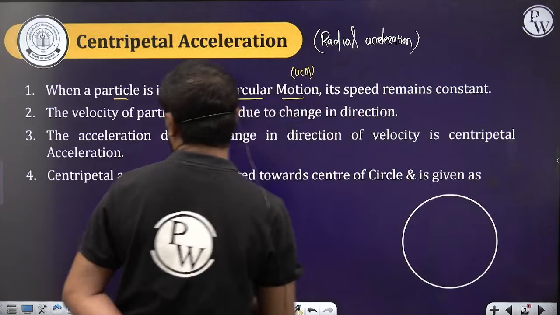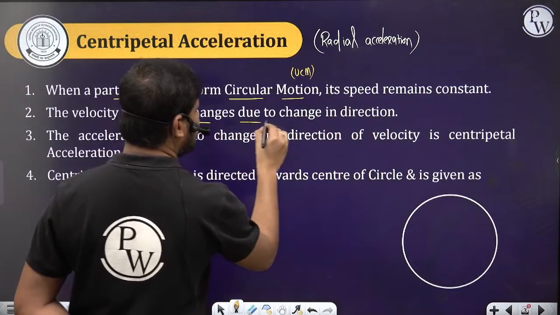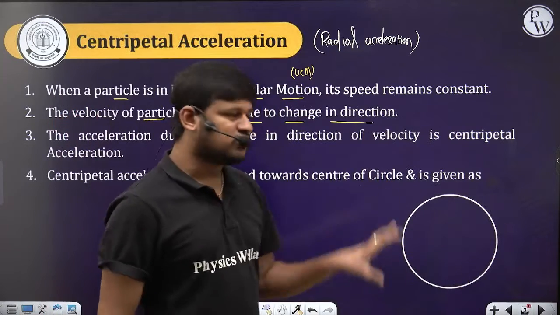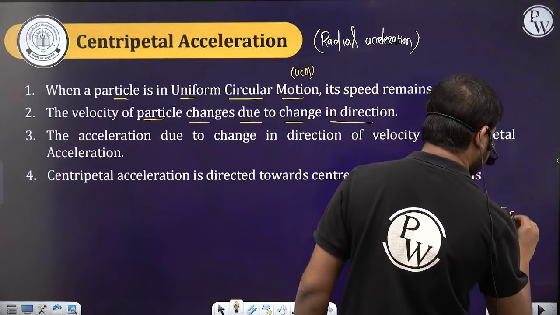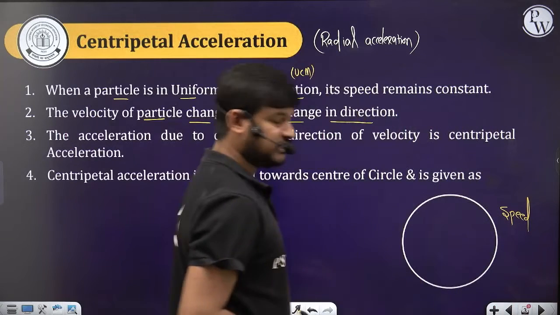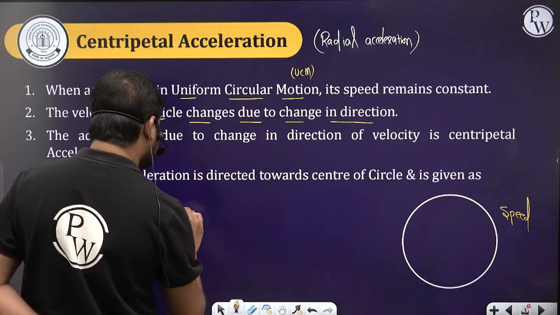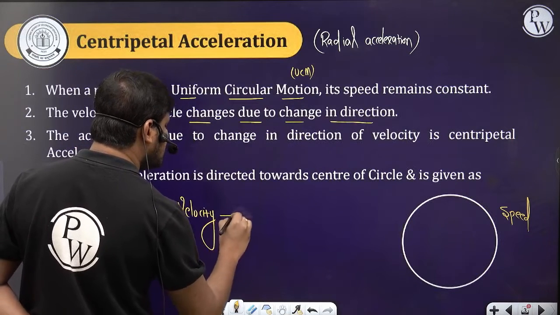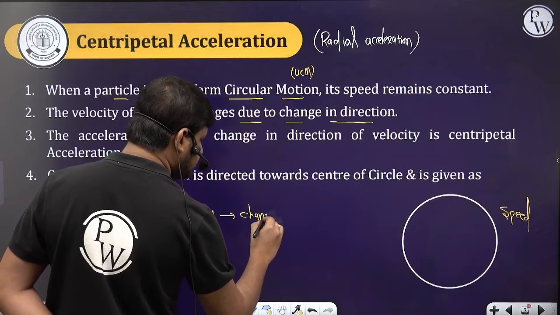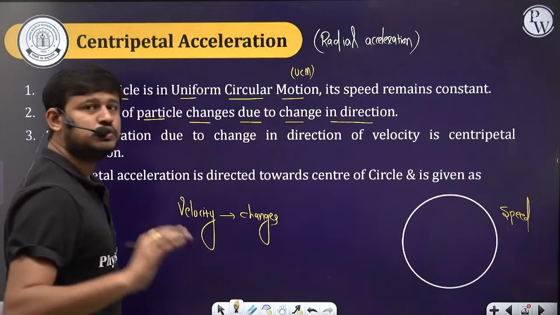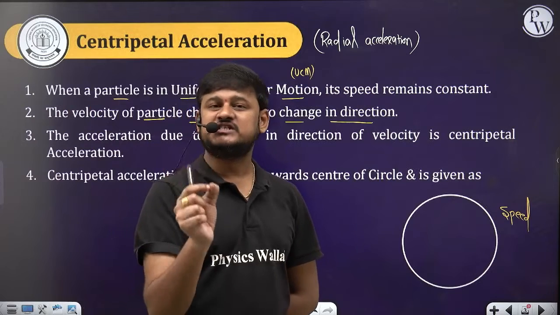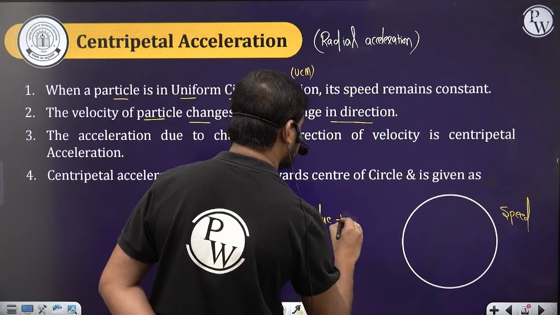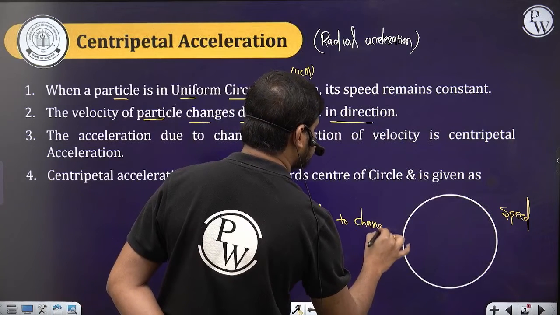So first point, the velocity of the particle changes due to change in direction. Sir, its speed remains constant. See, understand carefully. Its speed is remaining constant. While the particle is moving, is there any velocity change? The velocity still changes, but not due to the speed. It's due to the change in direction.